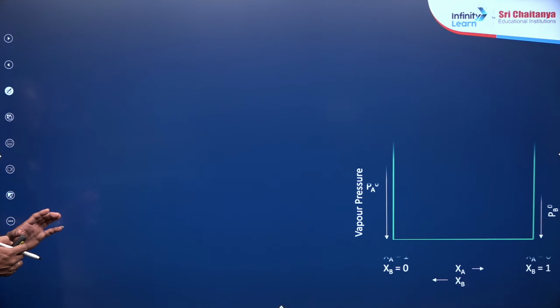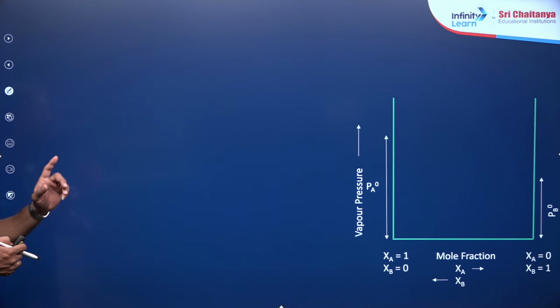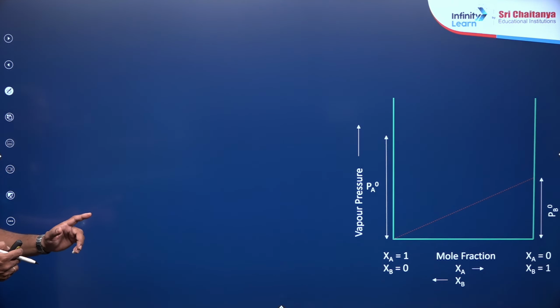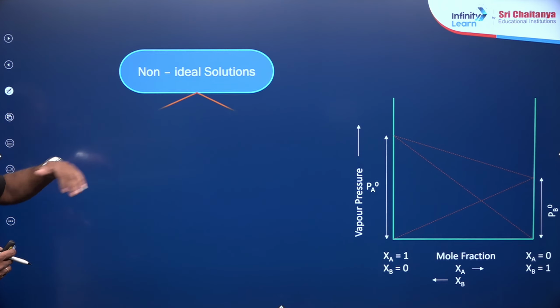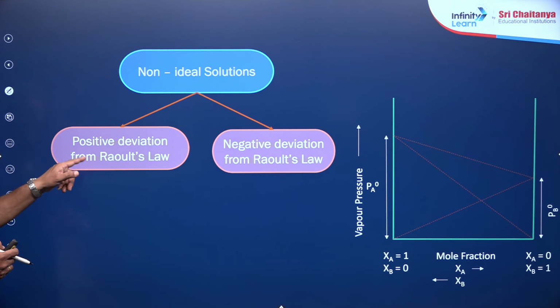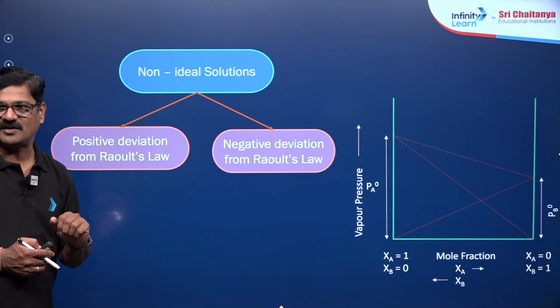So let's see the details about the non-ideal solution. It could be a positive deviation or it could be a negative deviation. So this is supposed to be an ideal solution behavior, right? But you can see, non-ideal solution mein kya hota hai? It could be less than this. So it could be here positive deviation from Raoult's law or negative deviation from Raoult's law.